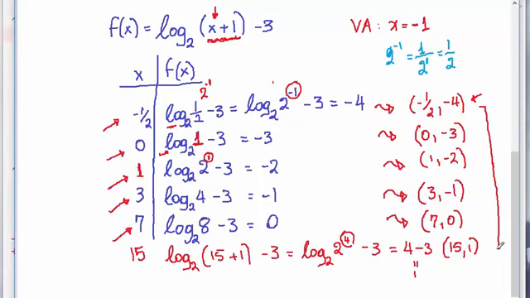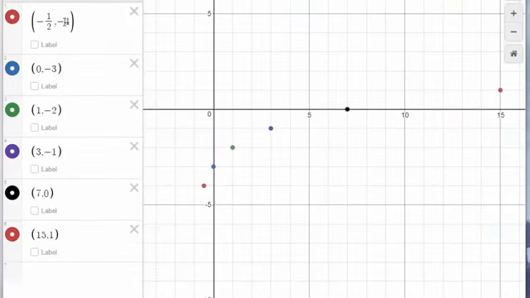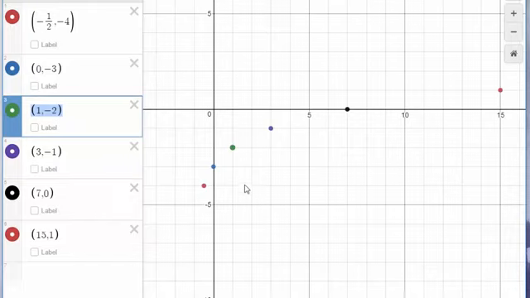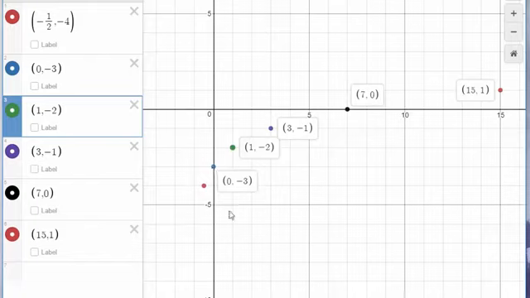So the next step that I want to do is to graph all these points together on a graph. Let's do it. So as you can see right here, I have graphed each one of those points on my graph. So 1, comma, negative 2 is going to be the point 1 right here, negative 2. 3, comma, negative 1. 7, comma, 0. 15, comma, 1. 0, comma, negative 3. And negative 1 half, comma, negative 4.